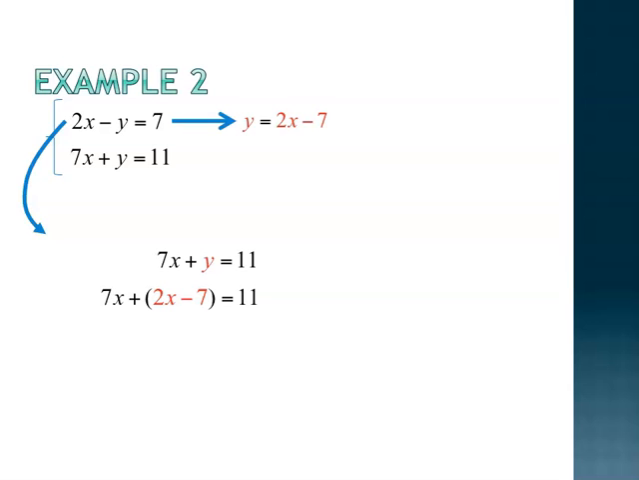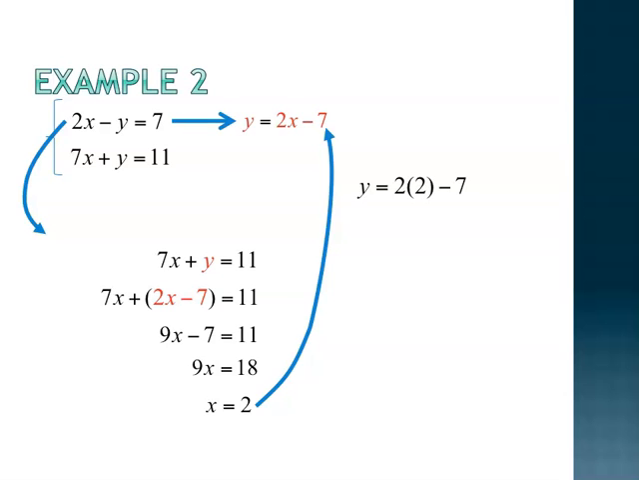Once you've done that, now everything is in terms of x in this equation and we can solve for x. So we have 9x minus 7 equals 11. So 9x equals 18, which means x equals 2. Now we're not done yet. We need to find both x and y in the system of equations. We found x is equal to 2. So what we can do now is plug that back into y equals 2x minus 7. And we have 2 times 2 minus 7, which is 4 minus 7, which is negative 3. So we've solved this system and we found x is equal to 2 and y is equal to negative 3.